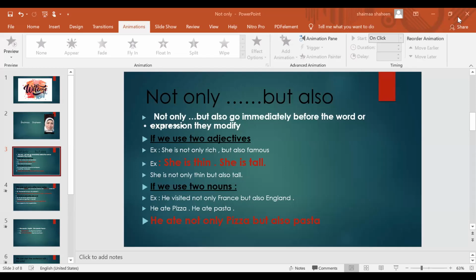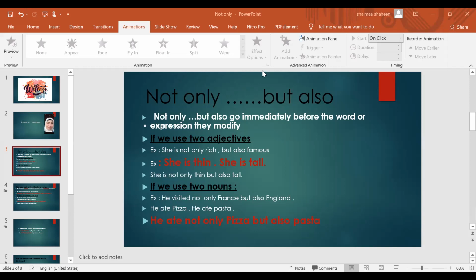If you look at the example, she is thin, she is tall. So how can I join it? I can join it by saying she is not only thin, but also tall. But I want you to have a look here. Where did I place not only? Did I place it after verb to be or before verb to be? Because this is very important. Yes, after verb to be. Thank you. So she is not only thin, but also tall.